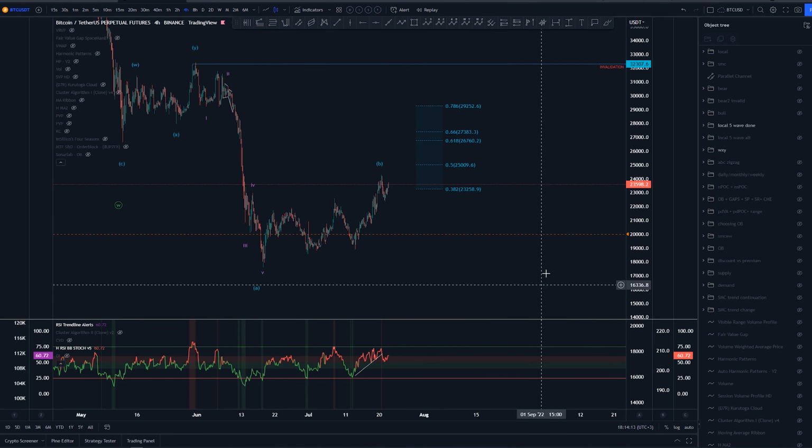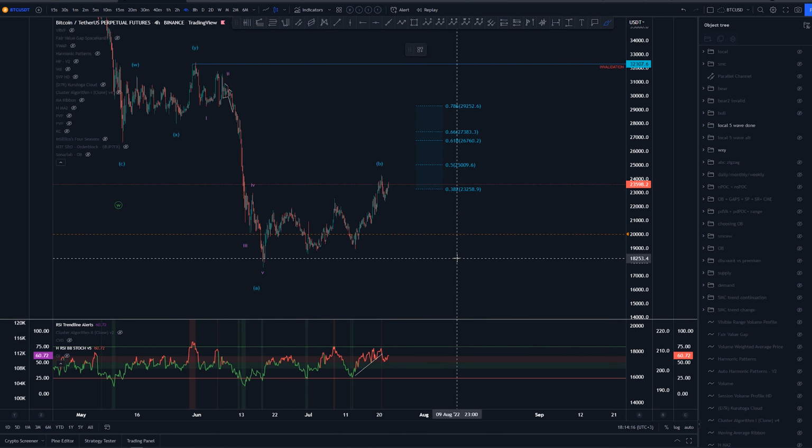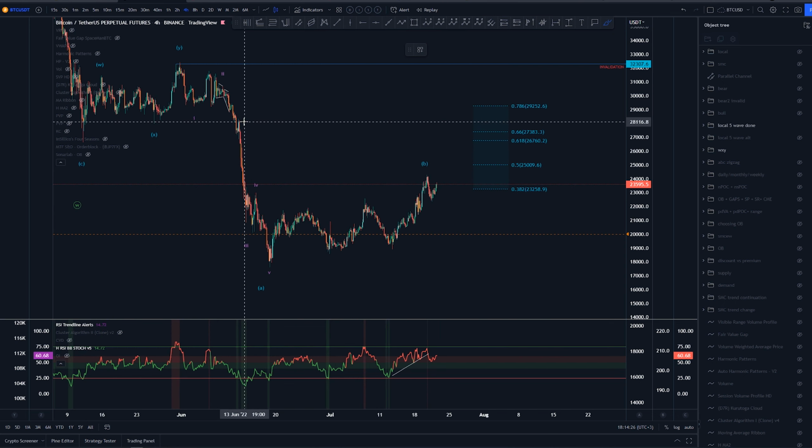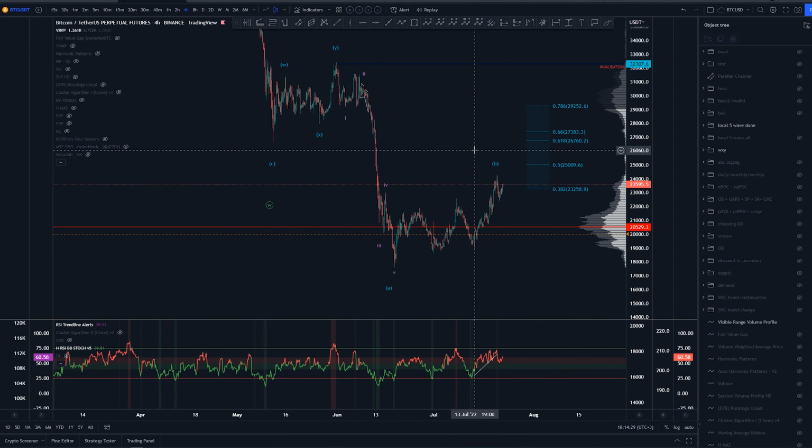This would fit the idea of WXY better at the moment, but again, the other idea is still on the table. Bitcoin is one of the ones that has not really rallied, or done not much at least, compared to some of the other altcoins in the market. But again, it is still possible that Bitcoin is going to rally.